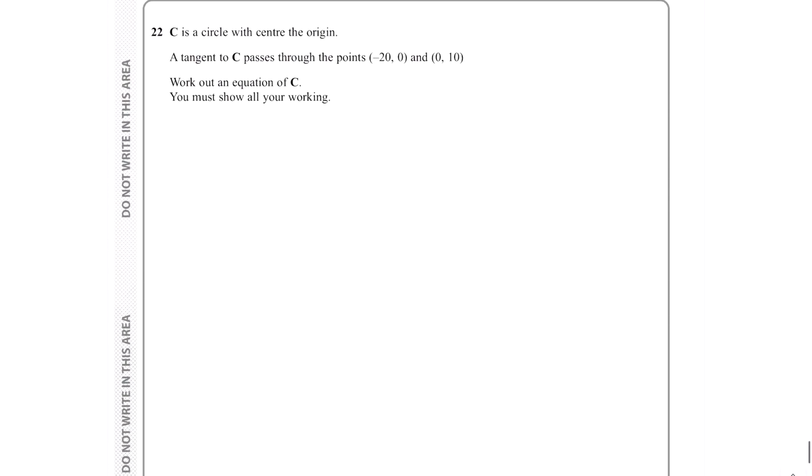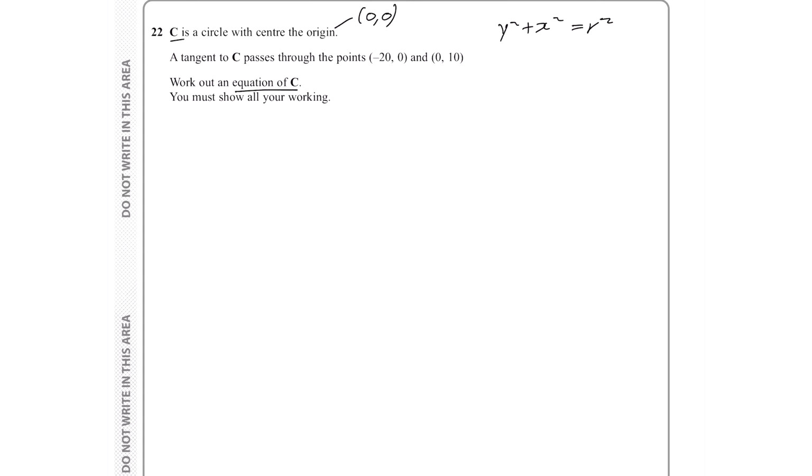And the final question: C is a circle with a center at the origin. So remember, at the origin just means it's at 0, 0. It's got a tangent that passes through the points minus 20, 0 and 0, 10. Work out the equation for C. So C is a circle, so you want to remember the equation of a circle is y squared plus x squared is equal to r squared, because it's saying equation for C, C is a circle.